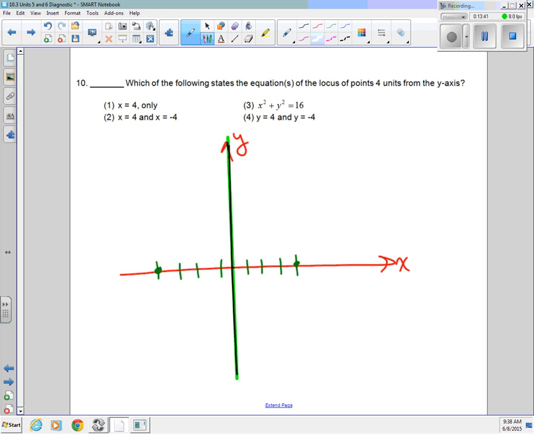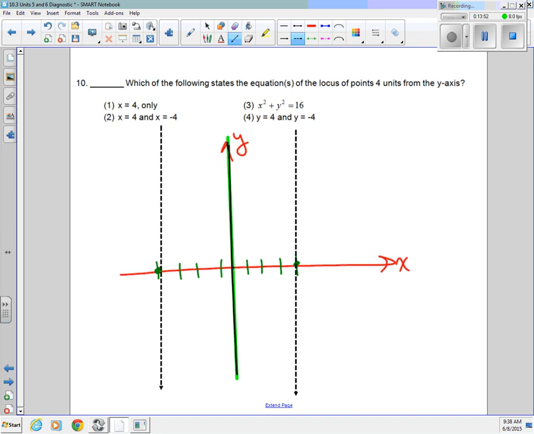Now, it wouldn't be just those 2 points. It could be any point on a line parallel to the y-axis. Because any point on these 2 lines is also 4 units from the y-axis. So for example, if I selected this point, there are 4 units of distance. Or if I selected this point, 4 units of distance. So I want the equations of the dotted lines.